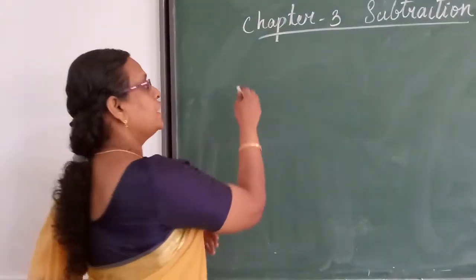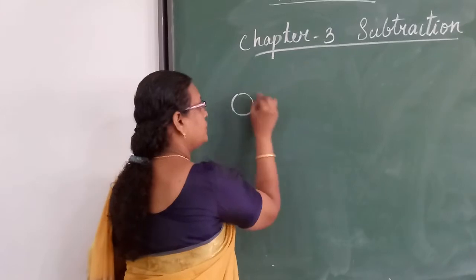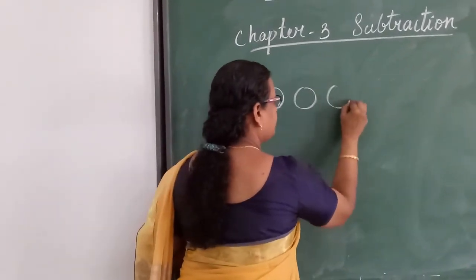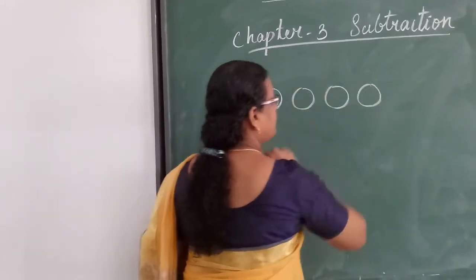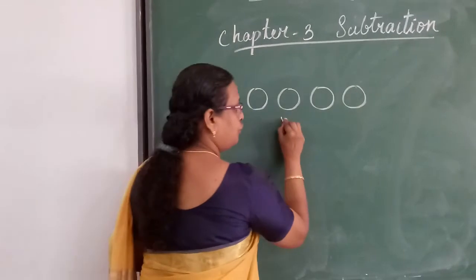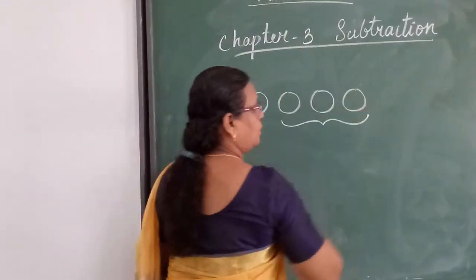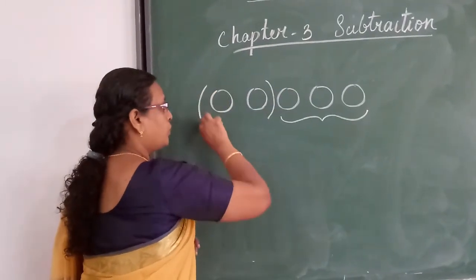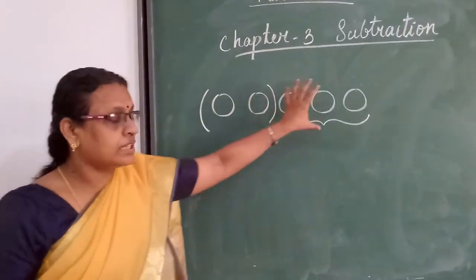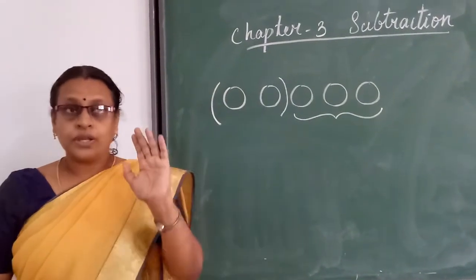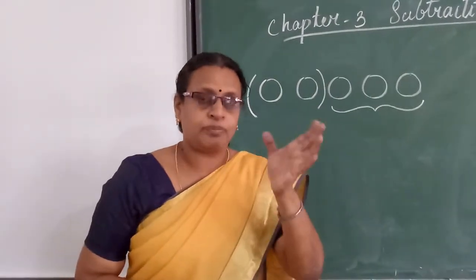The question is, if you have 5 balls with you, I just draw for you, okay? Just consider this as 5 balls. If you take 3 from this collection of 5 balls, that means you just take 3 outside. Now what is the remaining number of balls? 2 balls. So if you take 3 from this 5 balls, what is the remaining? 2.